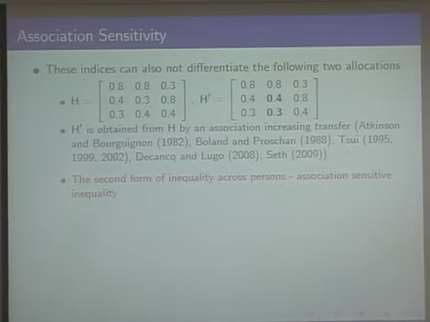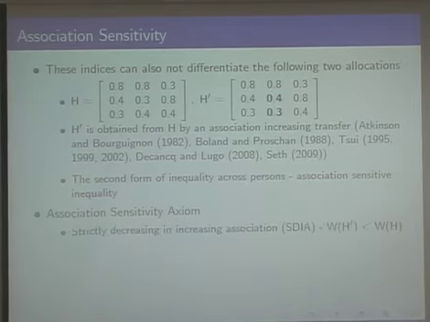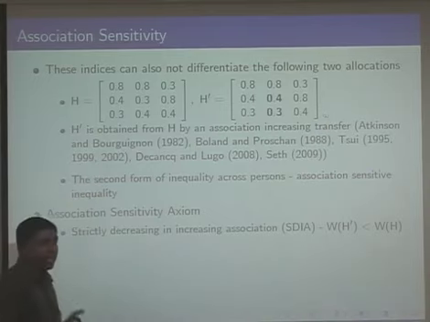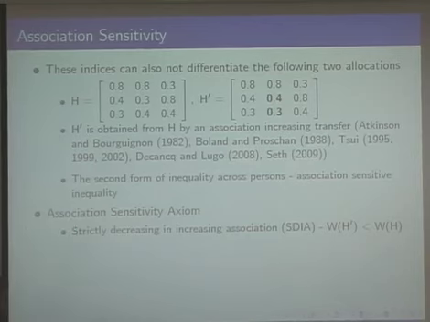Okay. So the second form of inequality across persons is association sensitive inequality. Here is the association sensitive axiom: strictly decreasing in increasing association, again assuming substitutability. Theoretically, if you consider complementarity, or if you choose your dimensions so that they are complements to each other, there could be another axiom: strictly increasing in increasing association. So when association increases, your welfare increases. But here we assume substitutability, and that's why it's strictly decreasing in increasing association.